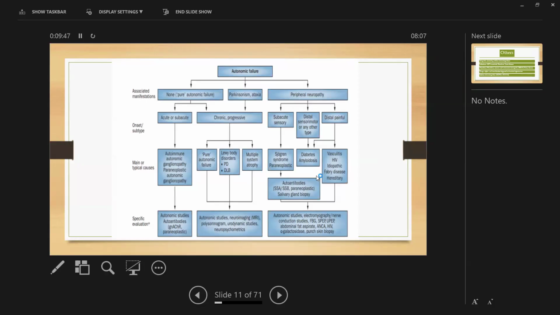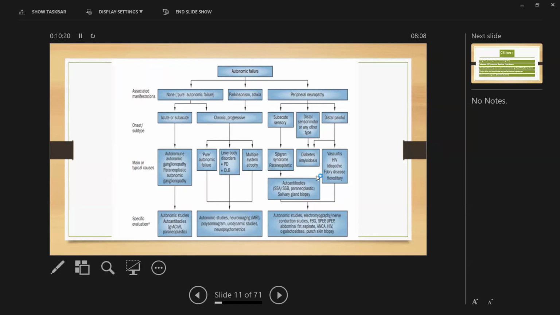So, causes of autonomic failure, I will tell in a brief manner. The main thing is we can classify whether it is pure autonomic failure, meaning only autonomic failure alone, or autonomic failure associated with other conditions like Parkinson or ataxia, or autonomic failure associated with peripheral neuropathy. Pure autonomic failure occurs when the sympathetic or parasympathetic ganglia get affected, such as in autonomic gangliopathy and paraneoplastic autonomic gangliopathy.